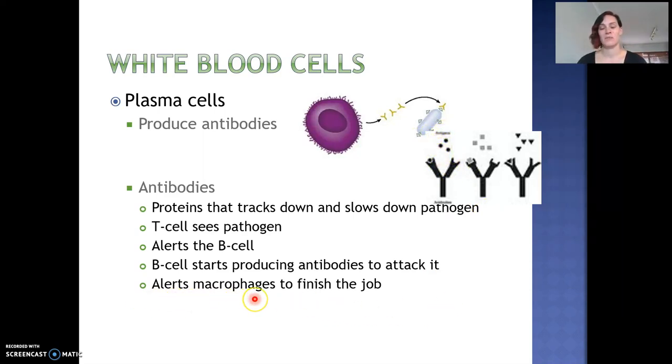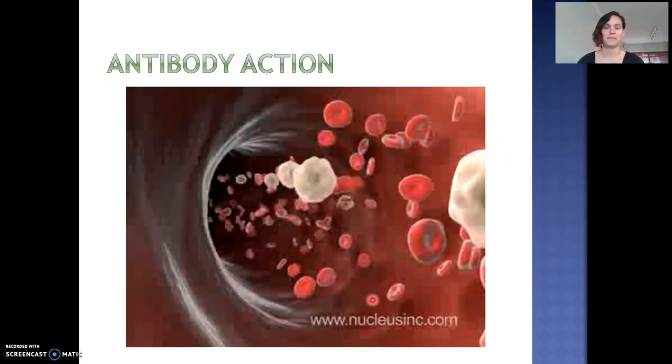Once it's done, it pumps out all those antibodies to go and find that antigen and stick to it, and it can alert macrophages to come and finish the job. When I say finish the job, it means it can swoop in and phagocytose that bacteria or whatever it is, so actually engulf it. Again, this is a really good video. It is available to you on your OneNote. I'd recommend you go and watch it as well.